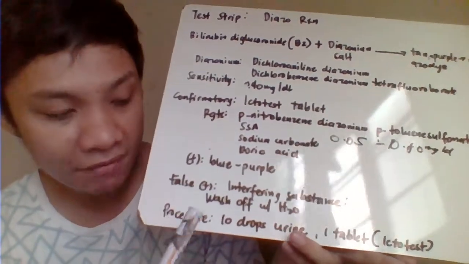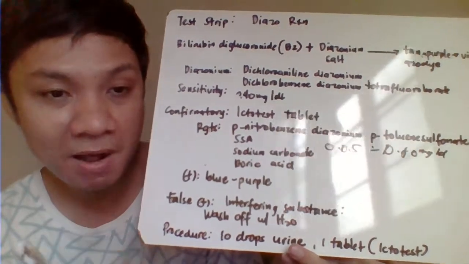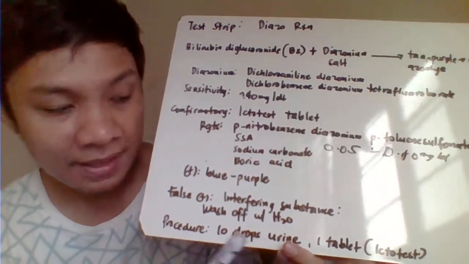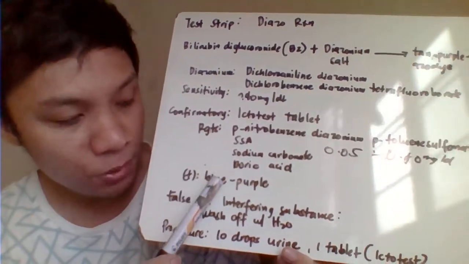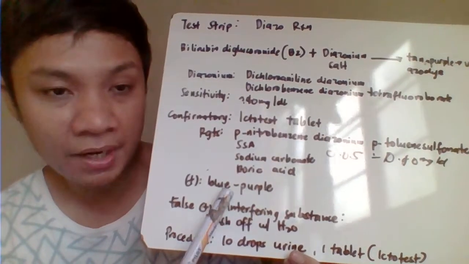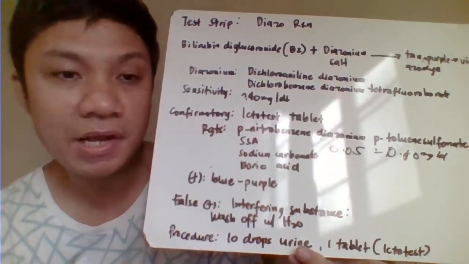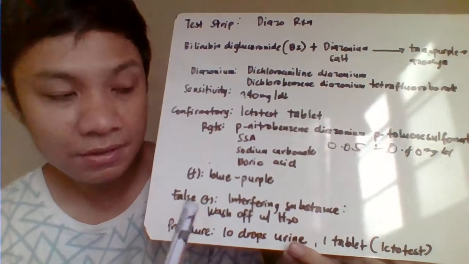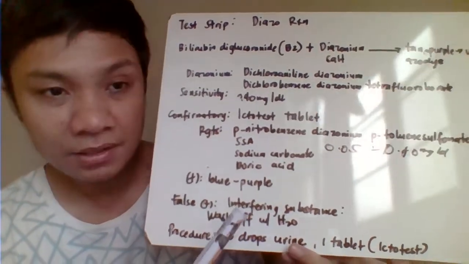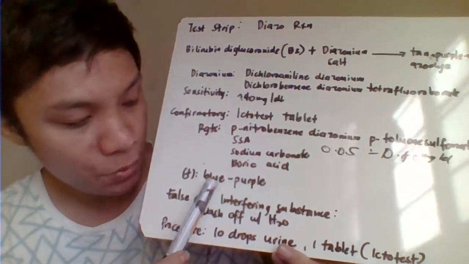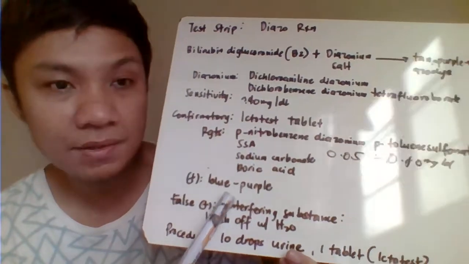Procedure for this one, you have here your tablet. You just drop 10 drops of the urine. And then observe here for the color na blue or purple na color. However, sometimes we're able to encounter here the presence of your interfering substances that also give this color na blue or purple color with your Ictotest tablet.